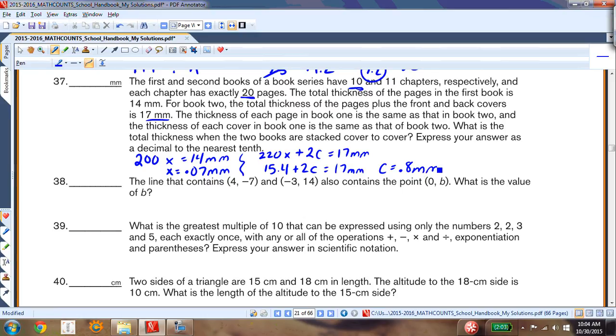So now I have the thickness of the pages and the thickness of the covers, and so if I want to know the total thickness, I say 200x, that's the width of the pages in the first book, plus 220x, that's the second book, plus 4 total covers, and putting in those values for x and c, I get 32.6 millimeters. Let's see, nearest tenth, so 32.6.